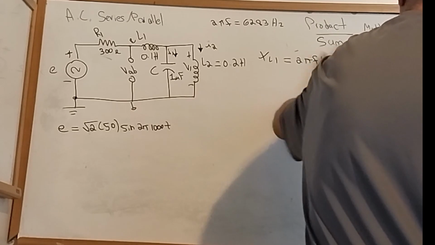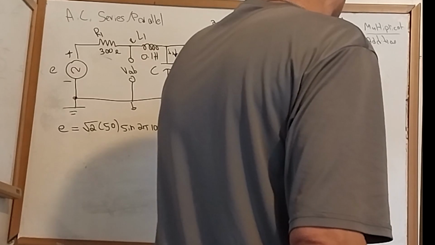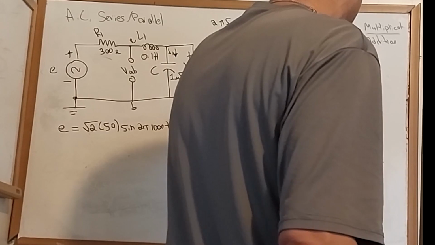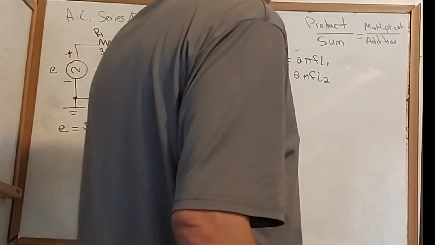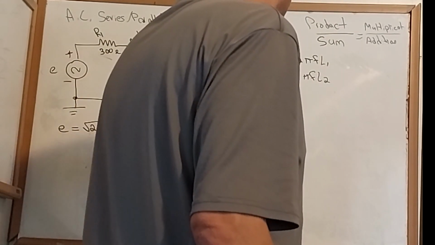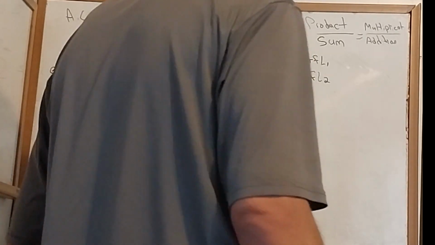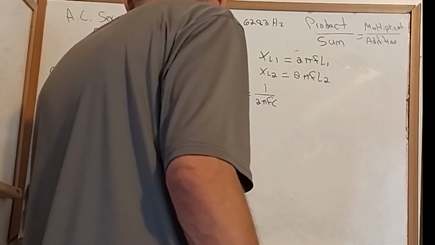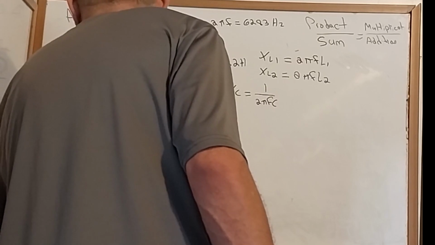I'll just write the equations here, and when we get on the big board, I'll actually do the math. But I can do the math now so that I have it a step ahead. All right, so X of C is going to be 1 over 2 pi f C. I'll redraw the circuit, probably a couple times, because there are some series and parallel combinations in this circuit.